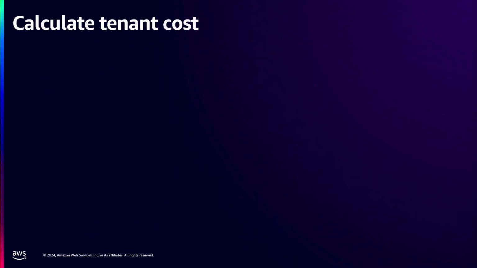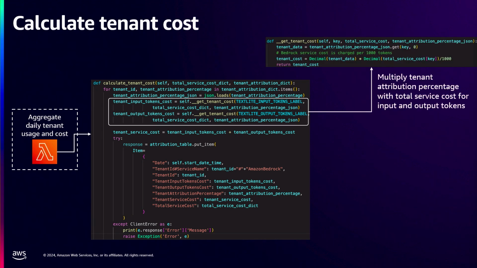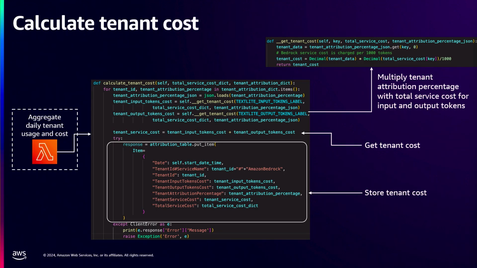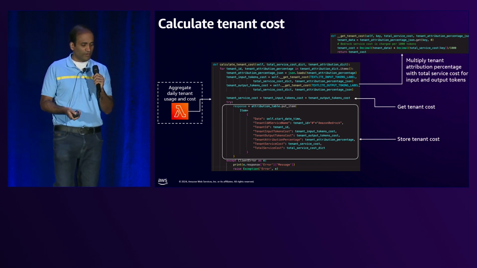The next thing you need to do is calculate cost per tenant. For that, as I mentioned earlier, you just have to multiply both of them. That's what this method is doing. This method is multiplying the tenant percentage against the total service cost for the input tokens and output tokens, to get how much it costs for the input tokens and output tokens for each of your tenants. And then you combine those to get the total cost for this service, in this case Bedrock. Once you have that total service cost, you would store that in some kind of a DynamoDB table. This is how you could calculate cost per tenant for your architecture.